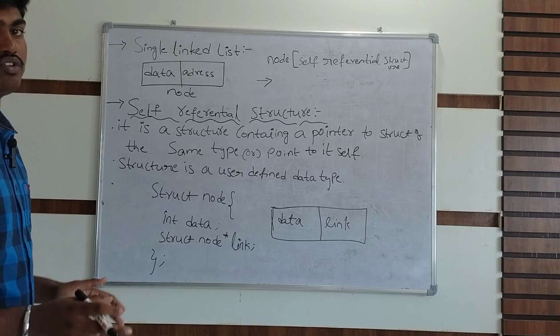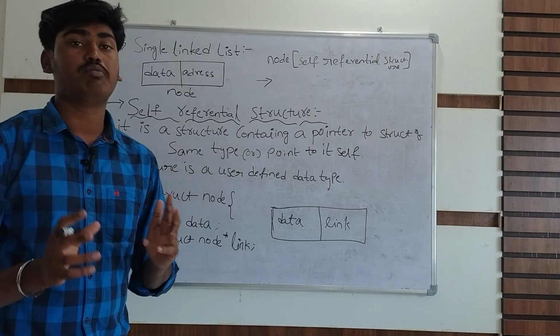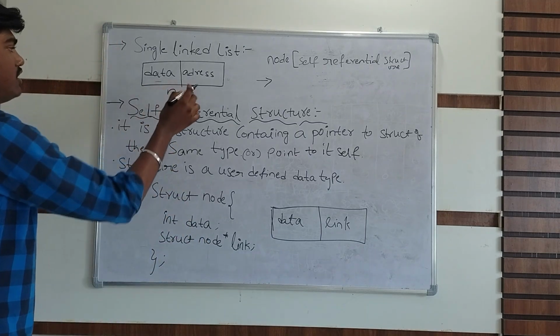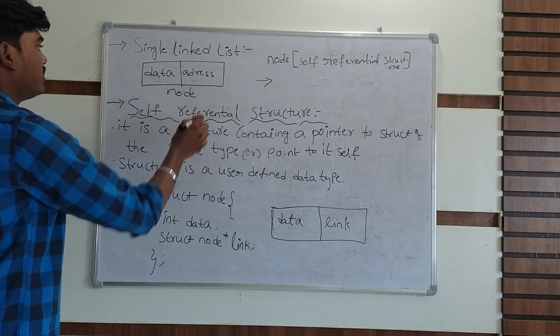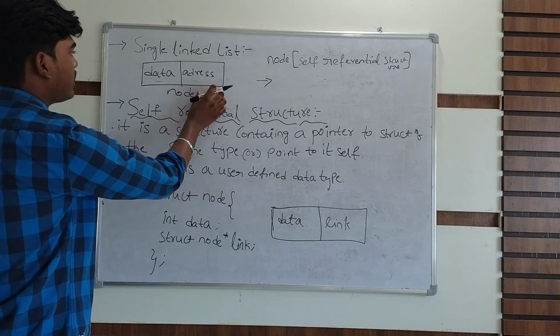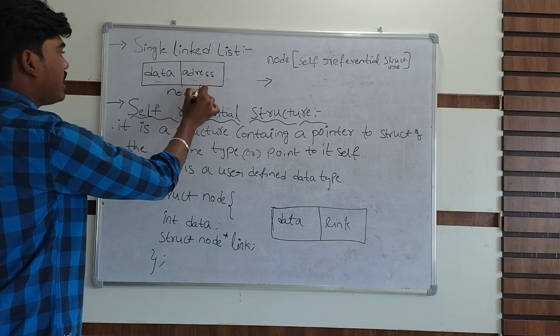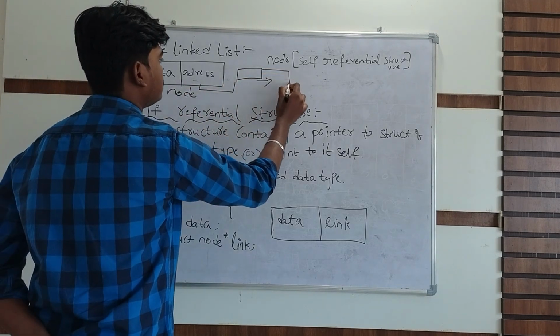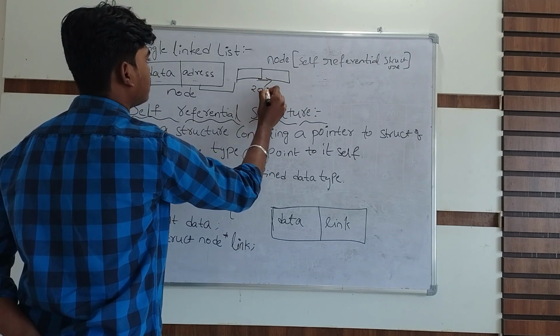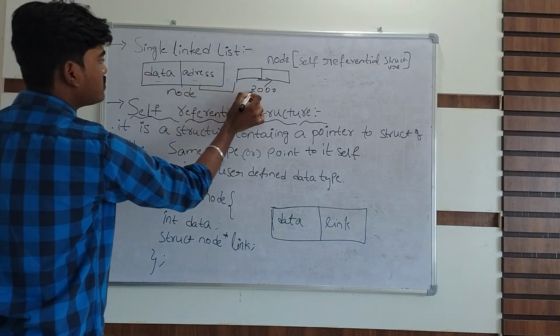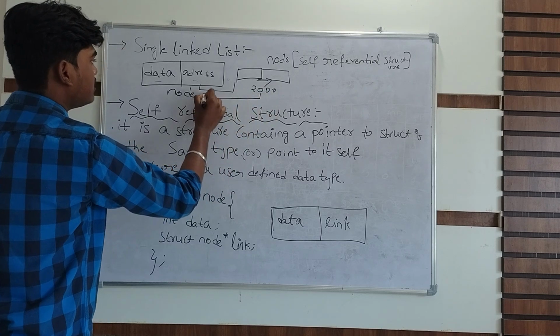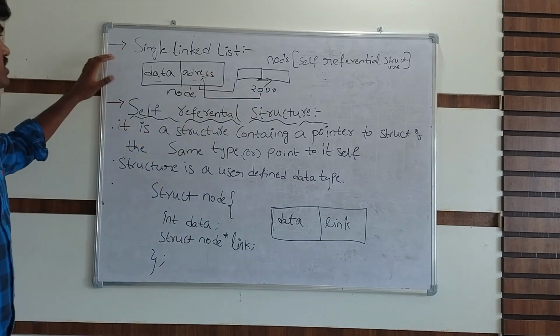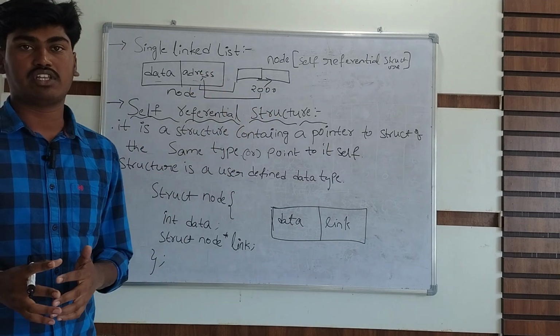Now we know, previously we discussed what is a node. A node consists of two parts. One part is the data part, another part is the address part. Here, address means it will link to the address of another node. For example, like that, this address will be stored in this part. These things we discussed in the previous class.